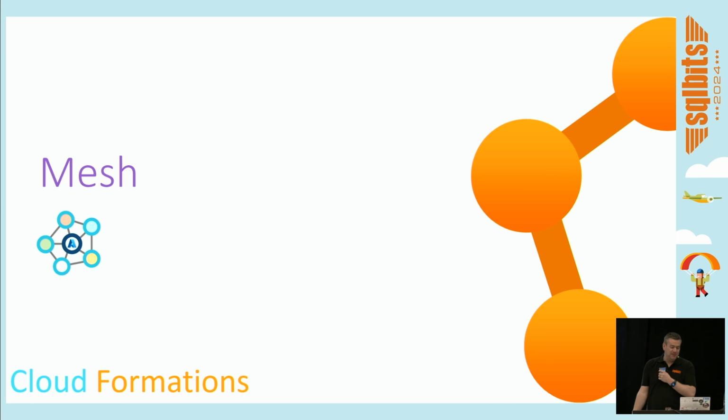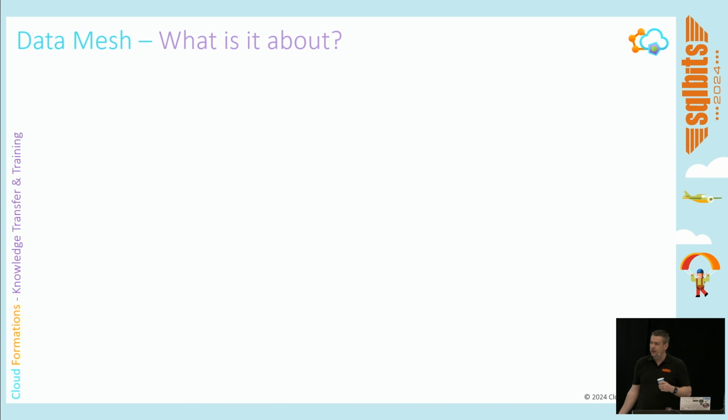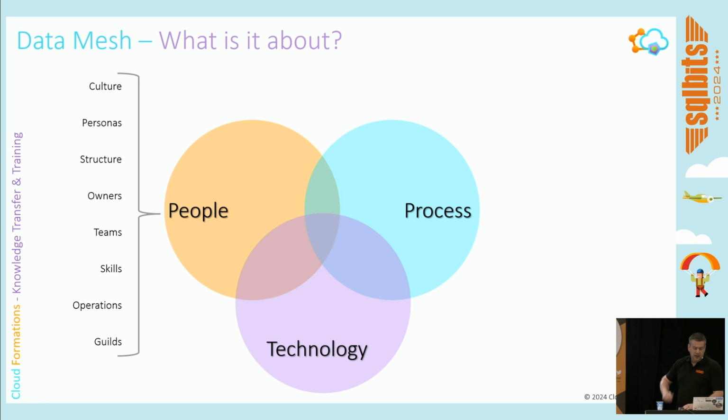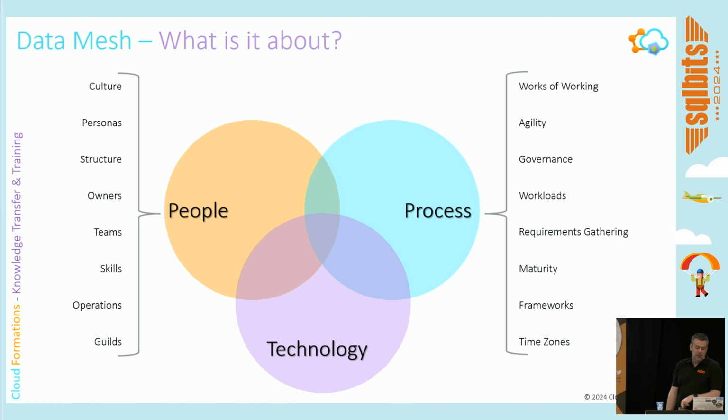Well, I think the fundamental difference in terms of what we talked about so far is that we've talked about concepts and technology. For me, when somebody says to me about a data mesh, I have to use this Venn diagram. I love representing things as Venn diagrams. But we have to think about not just the technology, we do have to think about the people and the process as well. We have to think about all of the culture, the personas, the structure, etc., all of the ways of working and governance and who knows what and maturity and frameworks.